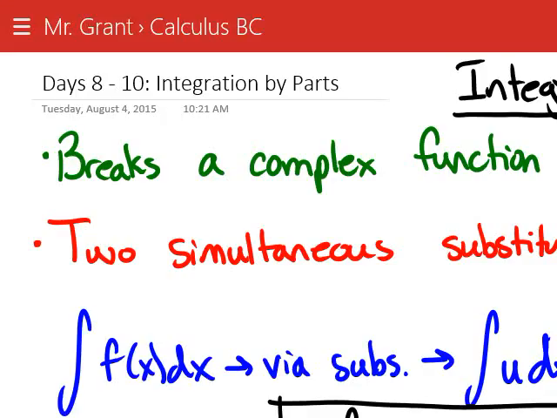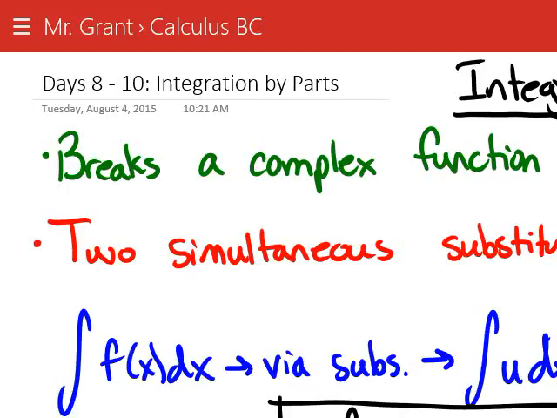Alrighty, so we are back in Calculus BC and today we're taking a look at integration by parts. This is just another integration technique where you get some sort of integral and you're like, I have no clue how to integrate that. What you're going to end up doing is making two different substitutions. We've done u substitutions in the past. Today we're going to simultaneously substitute u for part of our equation and v for the other part.